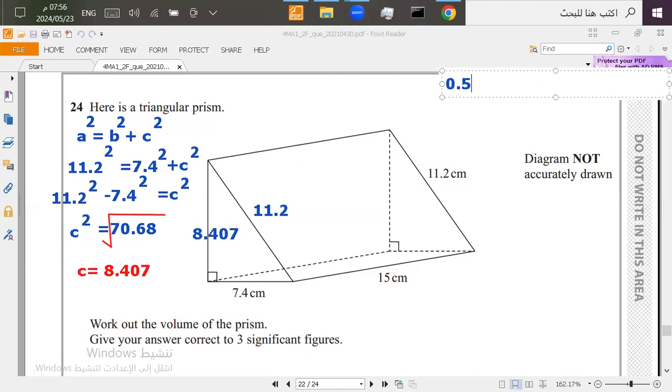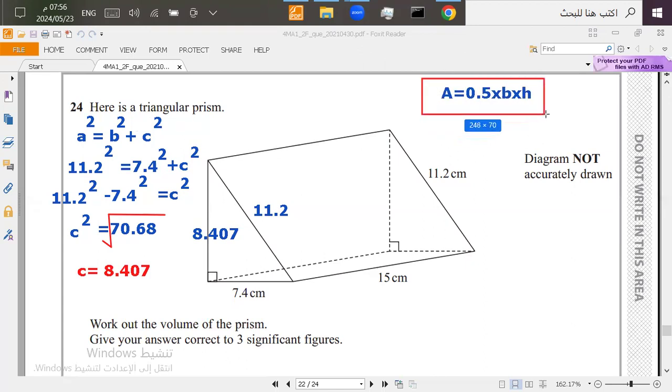So 0.5 times base times height. This is the formula of the area of the triangle. You have to memorize these formulas so you know how to work with them, okay? So half base times height is the formula of the area of the triangle. Now I'm going to use it. I already know that the base is 7.4, the height is 8.407. So it's going to equal 0.5 multiplied by 7.4 multiplied by 8.407.